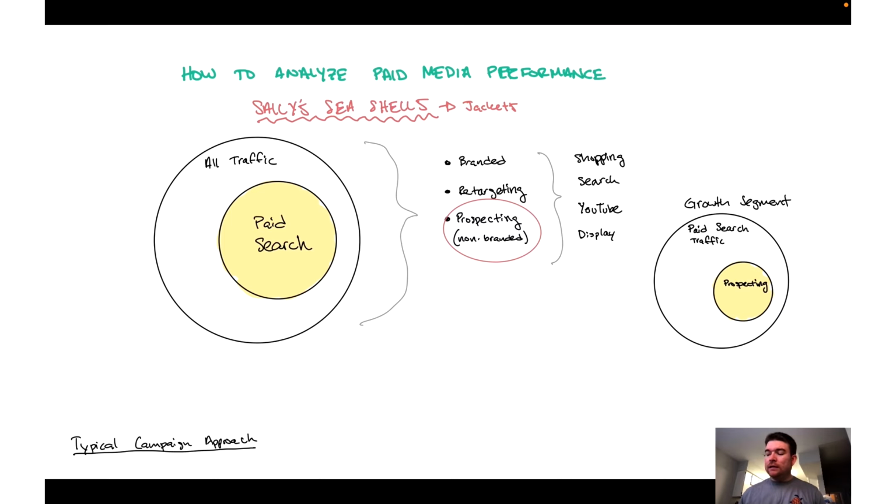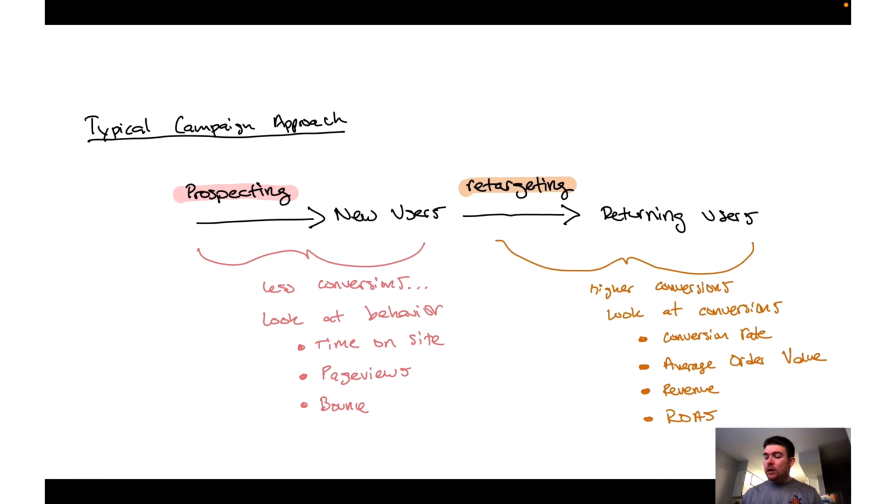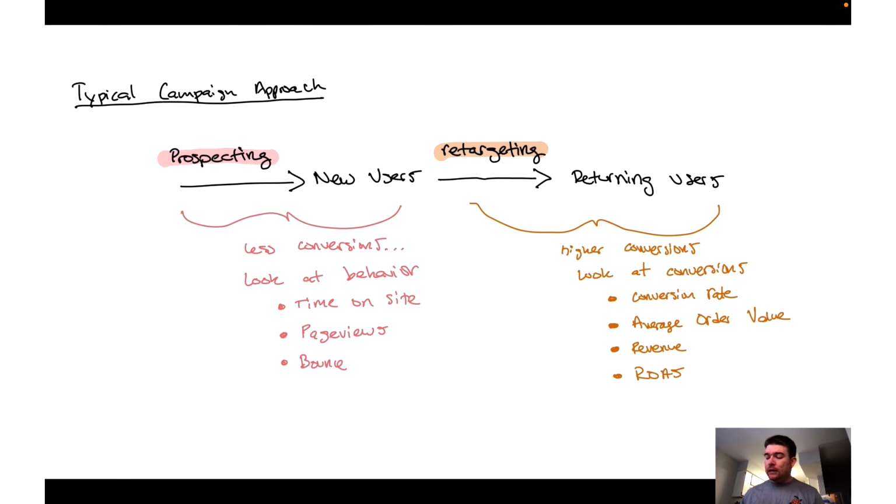So within prospecting, you of course can have shopping prospecting ads. So maybe people that are looking for jackets, these might still have a higher ROAS, search ads, YouTube, and display. So looking at that segment might be really interesting. Maybe you want to compare all your prospecting results with your branded and retargeting and just see how those are really comparing.